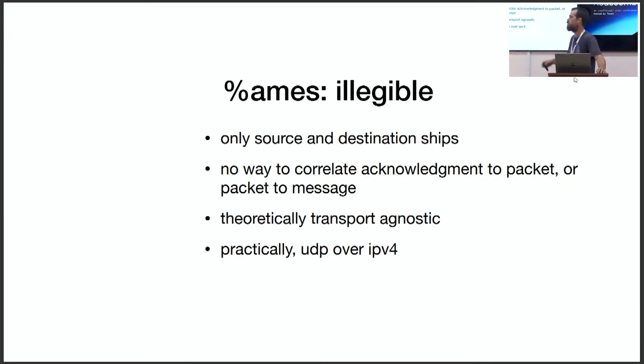All you have is blobs at the network level. You can't do anything with it. You can't prioritize based on flow. You can't correlate them. You can't route them differently. You can't say, this one I care about low latency, this one I care about throughput. No way to do any of that from the network itself. It's theoretically transport agnostic, but all you can do is what it does. In practice, it's UDP over IPv4, fixed size fields, very, very constrained.